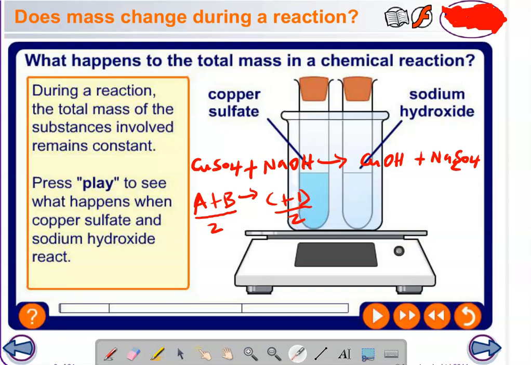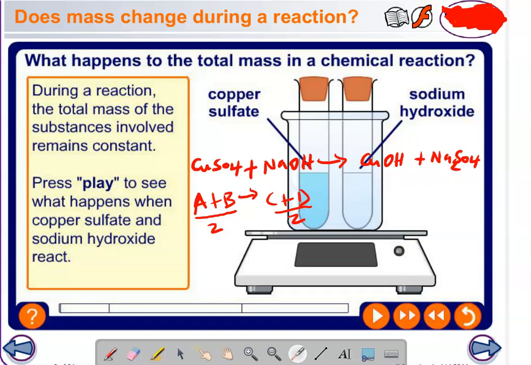So, in brief, the principle of conservation of mass says that the masses of the reactants at the start should always be equal to the masses of the products. So here, if we react copper sulfate with sodium hydroxide, the products will be copper hydroxide and sodium sulfate. The masses of copper sulfate and sodium hydroxide should be equal to the sum of the masses of the products, copper hydroxide and sodium sulfate.